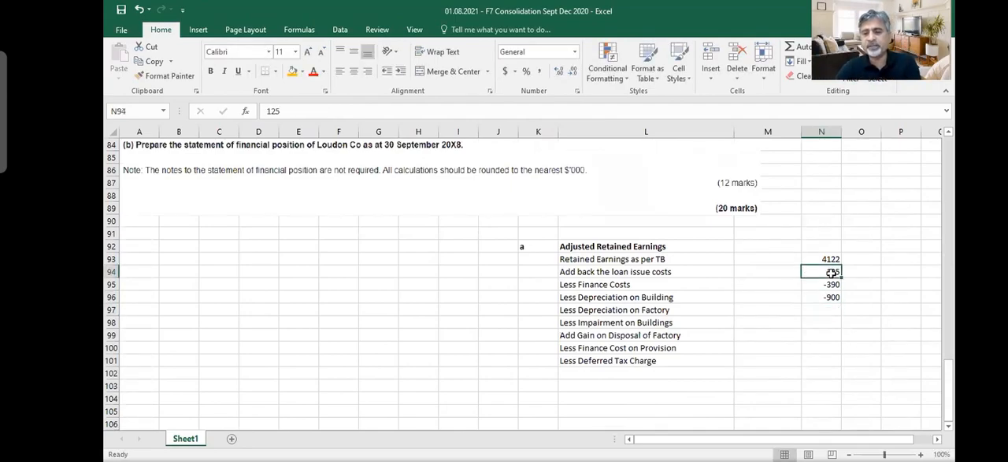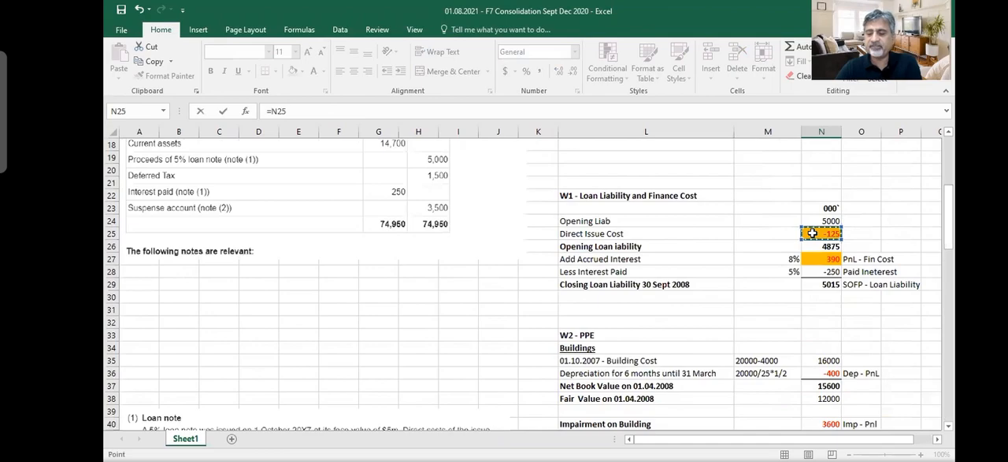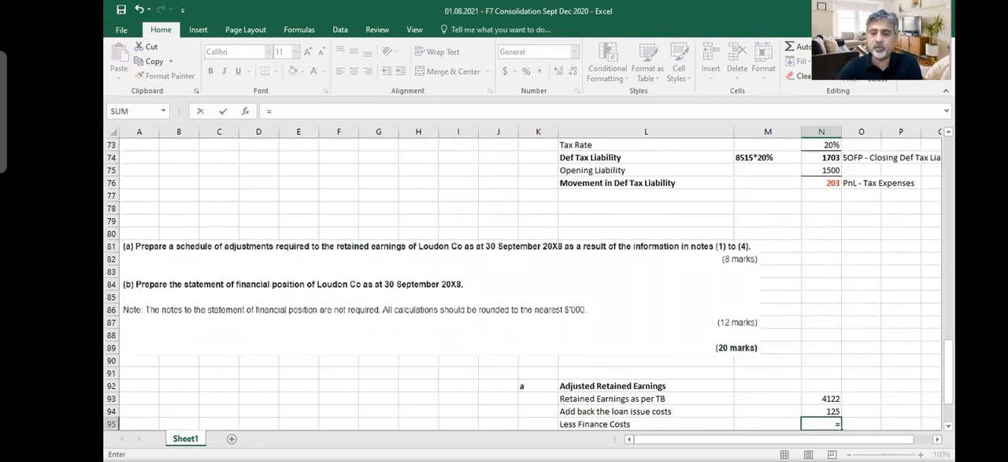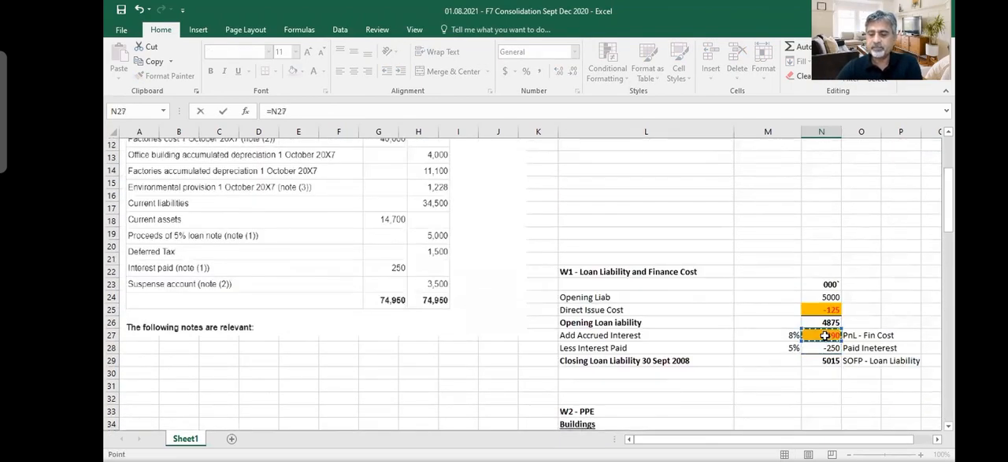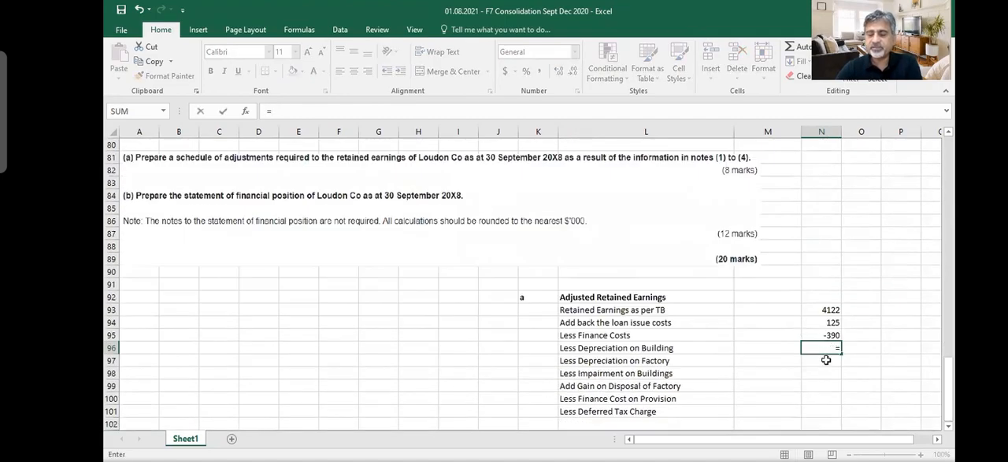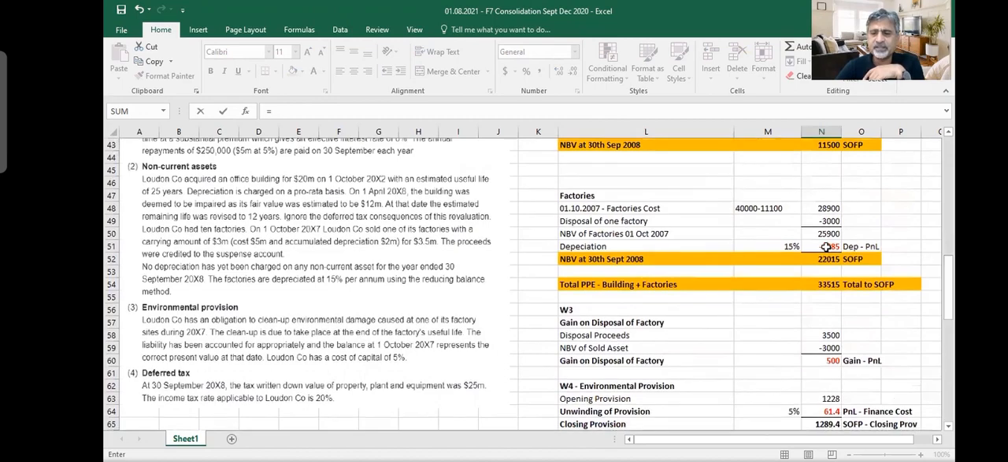I'm not linking it. Actually, what you should be doing is linking it like this: equal to 125 into minus 1, so that when you make a change up there, you get a change here. So 390 into minus 1. I'm subtracting it. And this is 900 like this. Then depreciation on factory. How much is the depreciation on factory? I think 3,800 or something. This I do.